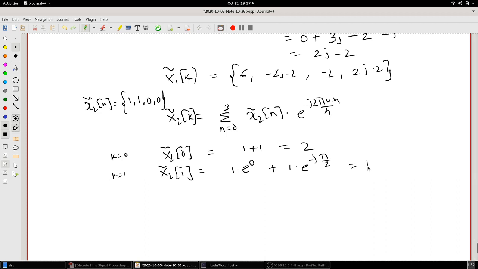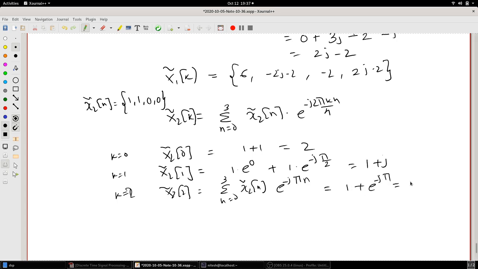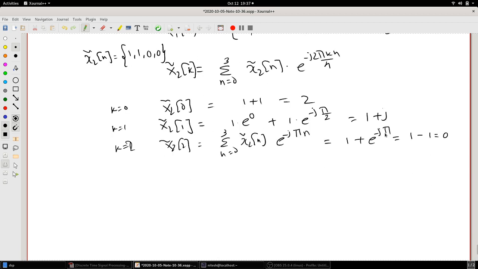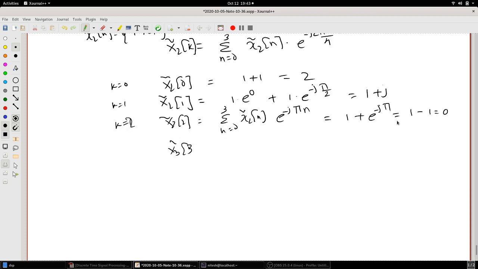So that is equal to 1 plus j. Then you have k equal to 2, where x2 tilde of 2 is equal to summation n equal to 0 to 3 x2 tilde of n into e raised to minus j pi n. So that is equal to 1 plus e raised to minus j pi. So that is equal to 1 minus 1, which is 0. Okay, so this is 0.